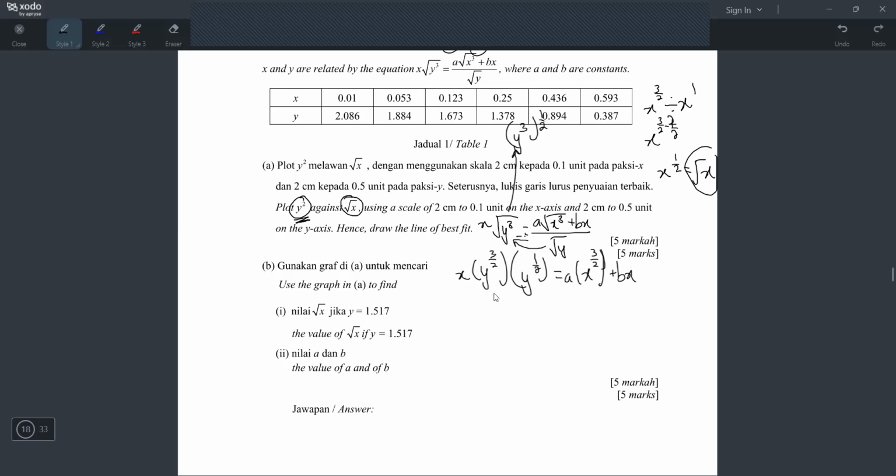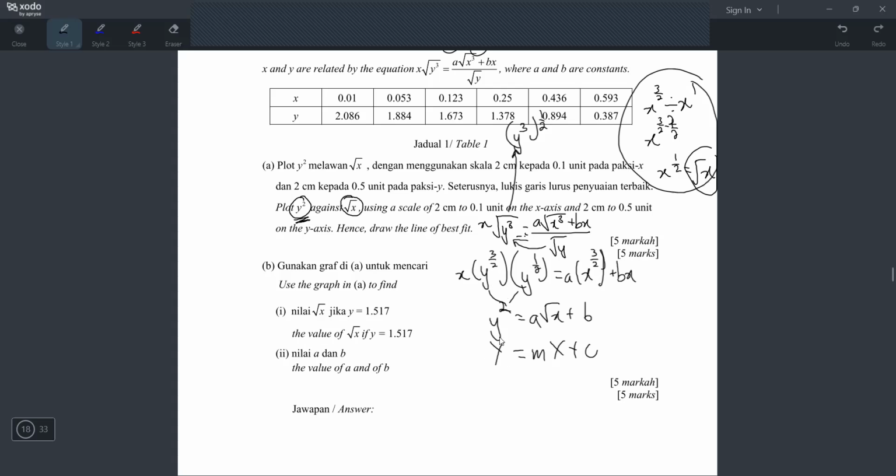So this one, when you multiply, you take the power plus, which is 3 over 2 plus 1 over 2, 4 over 2. But what is 4 over 2? It's 2, right? So it's just y power 2. And then the x, I can throw it to the other side, becomes a, and then x power 3 over 2 divided by x, I already explained it here. You will just end up with square root x, and then plus bx divided by x is just b. Done already. This is the linear form, y equals mx plus c.